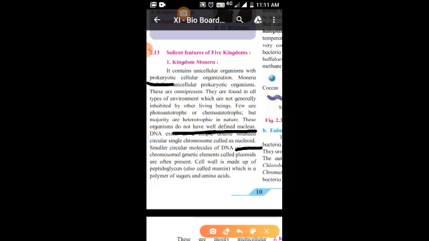What about the cell wall? How is the cell wall? The cell is covered by a structure that's specifically called peptidoglycan.